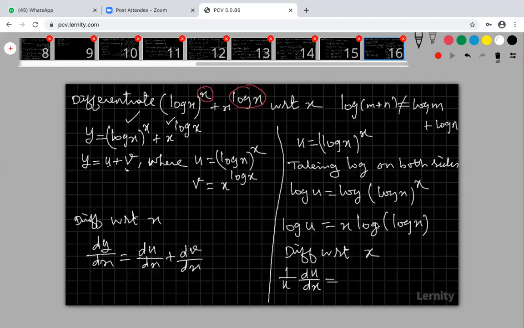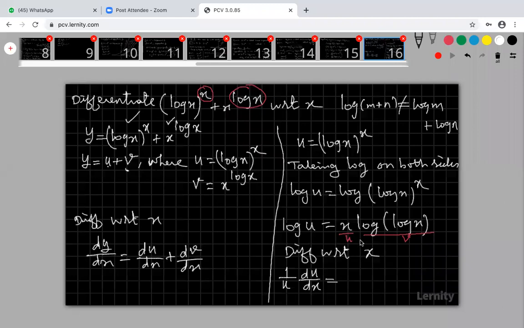Here the differentiation is, apply the UV formula. Why, sir? Because this is one function and this is entirely another function. Some students are splitting, considering log alone as one function and x as another function. Log is a symbol for the function. Log x is the value of the function. So this is entirely one function and this is entirely one function. Take this as u and this as v. Then differentiate, apply the uv formula.